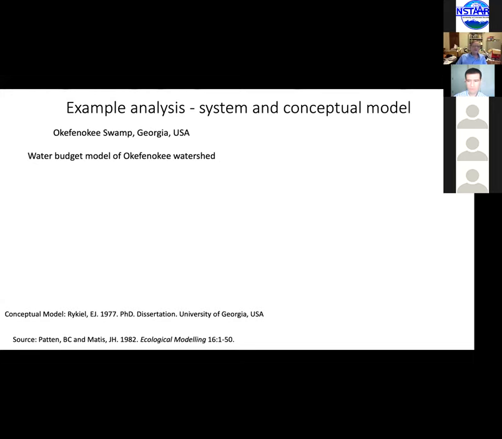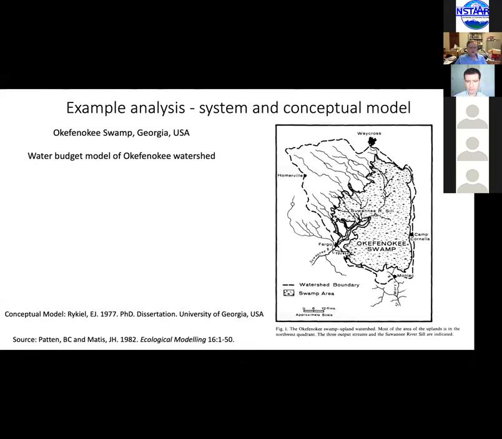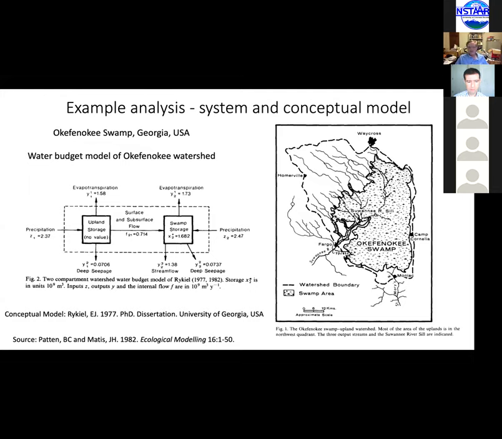So here's an example of a system. We're going to be doing a water budget model of the Okefenokee watershed that was developed by Ed Reichel for his dissertation, working with Tony Patton. And I'm going to show you the initial conceptual model very briefly. So we've got upland storage in the Okefenokee watershed, which is highlighted on the left here, and swamp storage, which is on the right. The reason I'm showing you that is that the model we're going to show you is a 4-compartment version of this conceptual model.